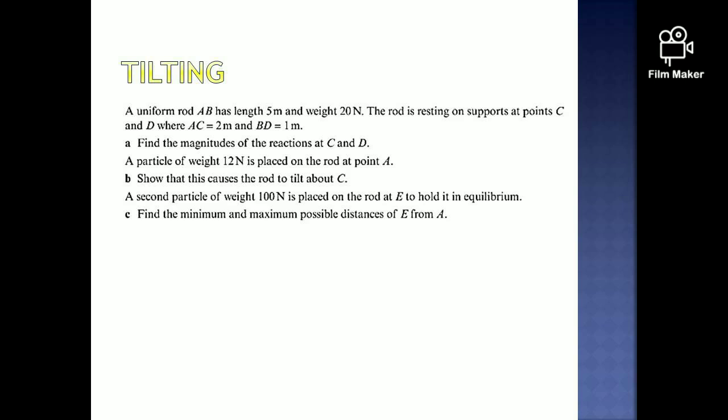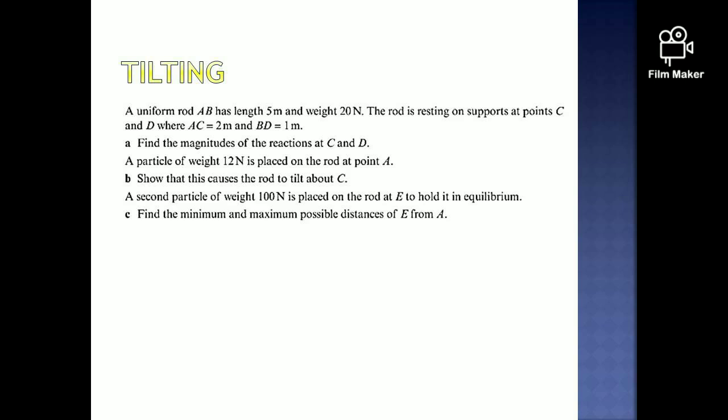If you focus on this question: uniform rod AB has a length of 5 meters and weight 20 newtons. In that case, you have to mark the weight of the object, 20 newtons, exactly at the midpoint of length AB. The reason is that the rod is a uniform rod, right? The rod is resting on supports at points C and D, where AC is 2 meters and BD is 1 meter. Find the magnitude of the reactions at C and D. That's the first part of the question.